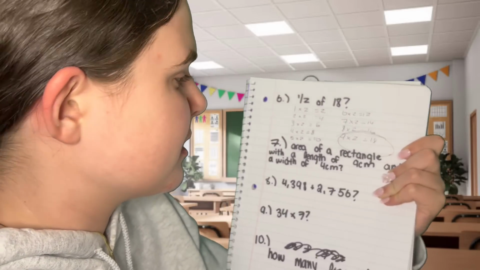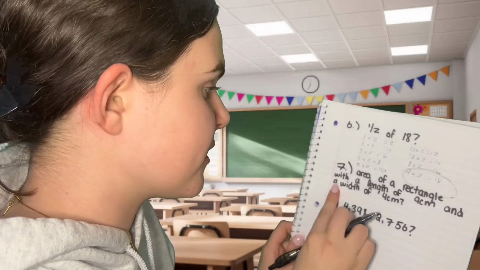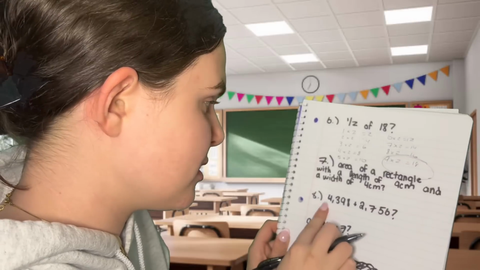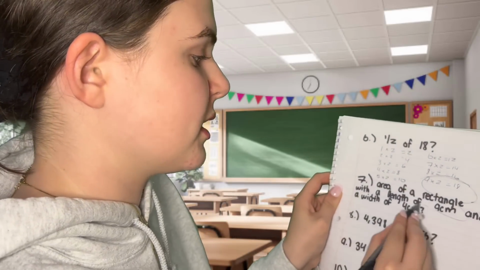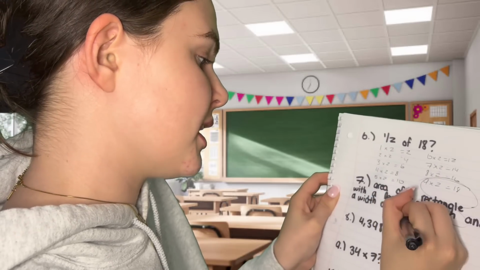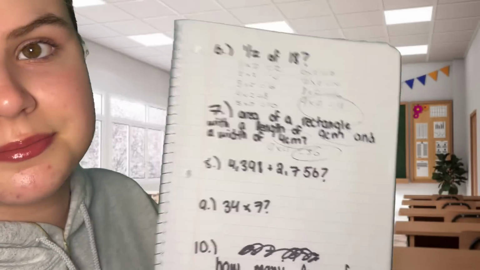Good job. Okay. So the area of a rectangle with a length of 9 centimeters and a width of 4 centimeters. So how do you do area of a rectangle? You just multiply these together, right? So 9 times 4 is 36.